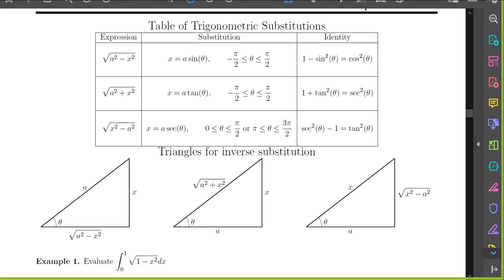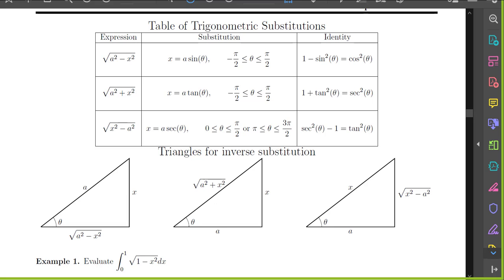So to get started in 7.3, we're going to continue with trigonometric integrals, but we're going to use our trig functions in a different way. At the very front of 7.3, there is a table that's going to suggest trigonometric substitutions to us, and then there are some triangles that correspond to the substitution that we're going to do.